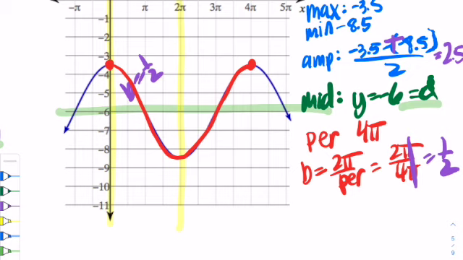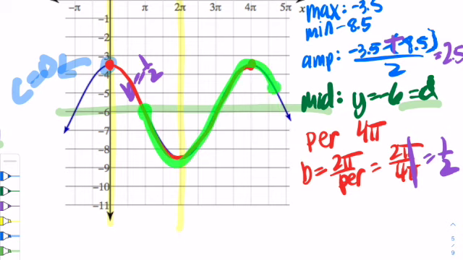So now we need our c value. I'm choosing to start here at 0. All right, so that's our c value. I could also choose to start down here at 2 pi and call it a negative cosine. I could choose to start here at pi and call it a negative cosine. I could choose to start back here and call it a positive cosine, or a positive sine. So there's a plethora of options that we have here. I'm just going to go with starting at 0.